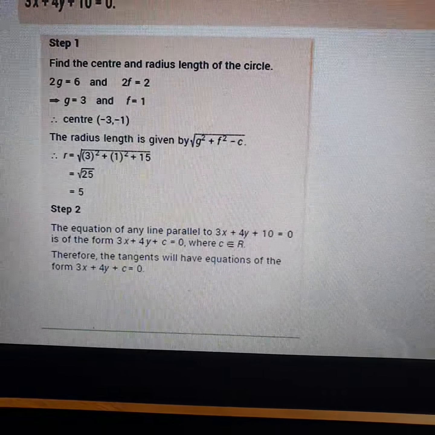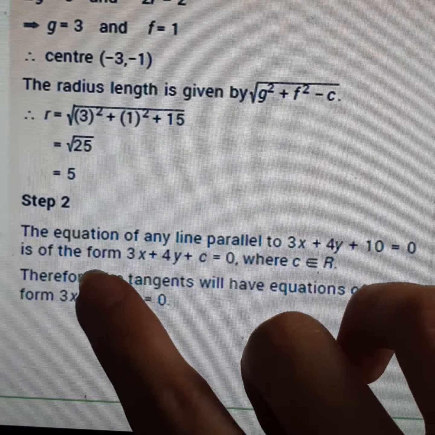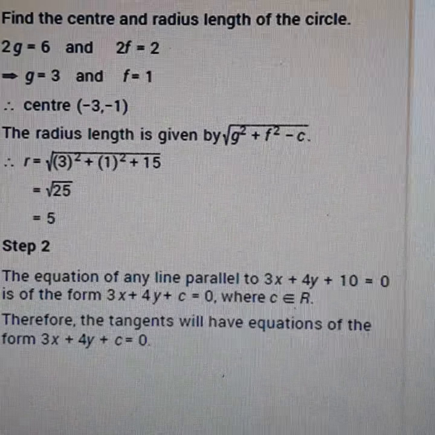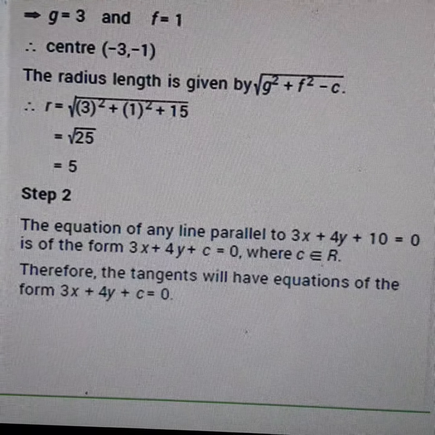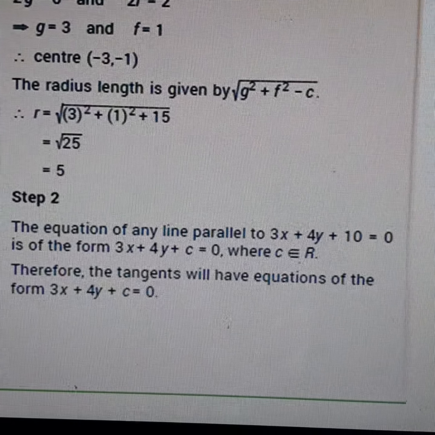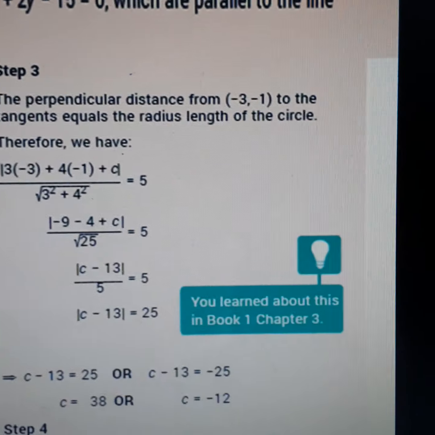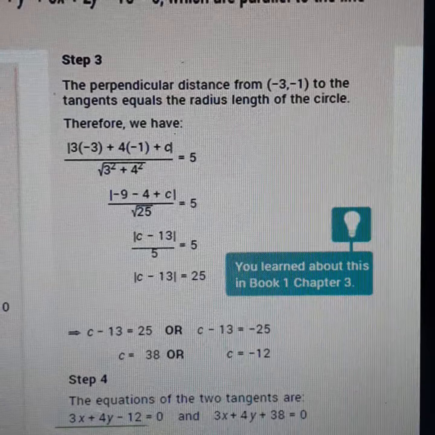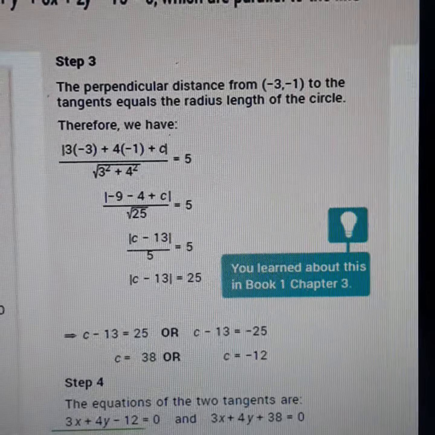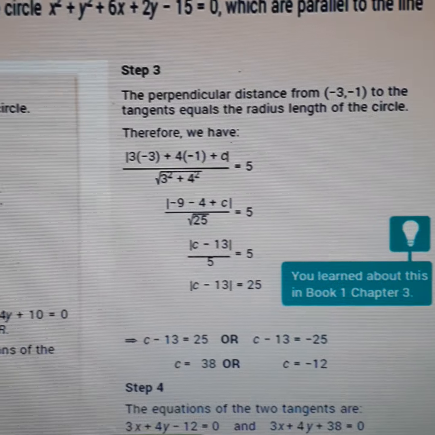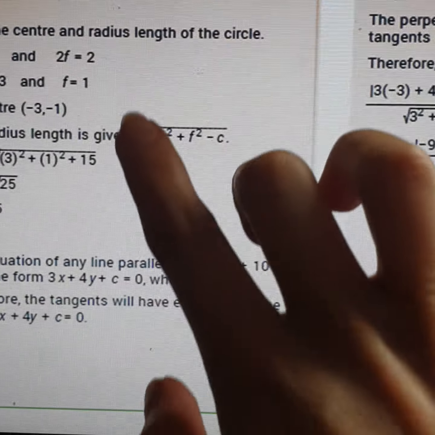The equation of any line parallel to 3x plus 4y plus 10 is equal to 0 is going to be of the form 3x plus 4y plus c. So the tangents will have equations of the form 3x plus 4y plus c. What we can now figure out is that the perpendicular distance from the centre to each of the tangents equals the radius length of the circle. We know that because it says they're tangents to the circle.